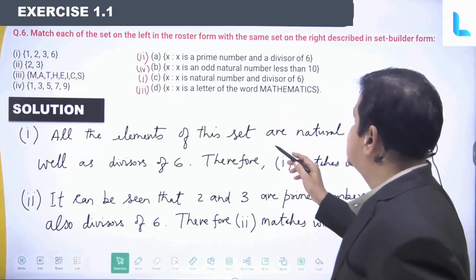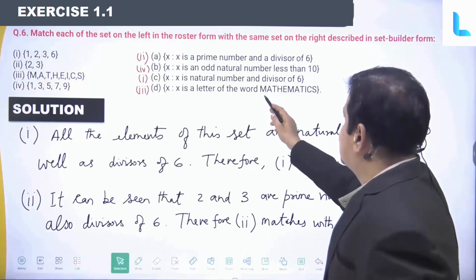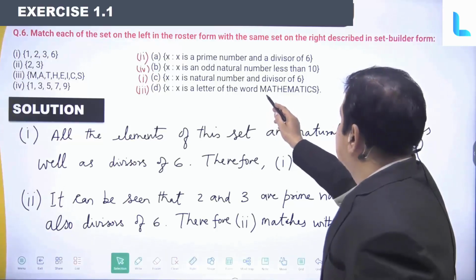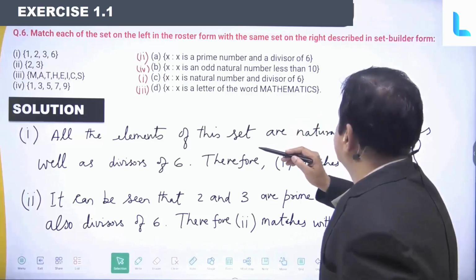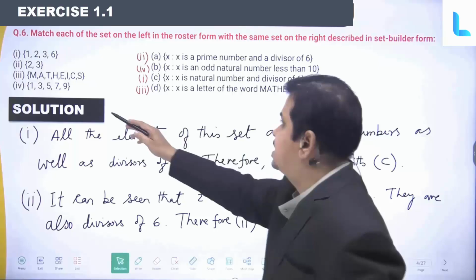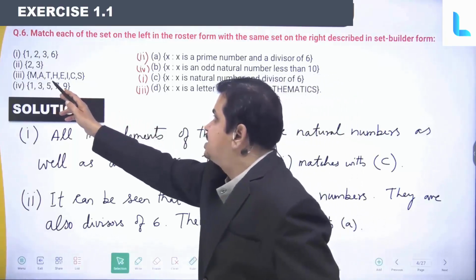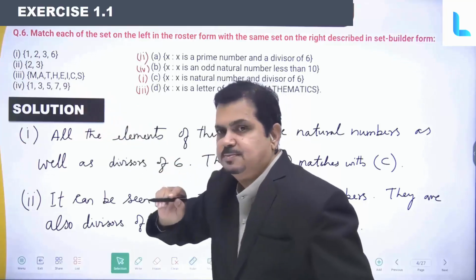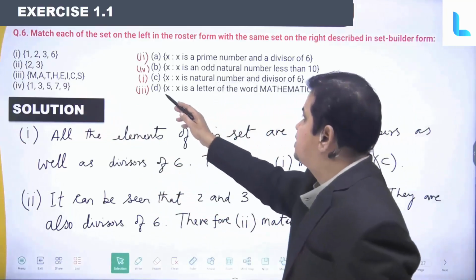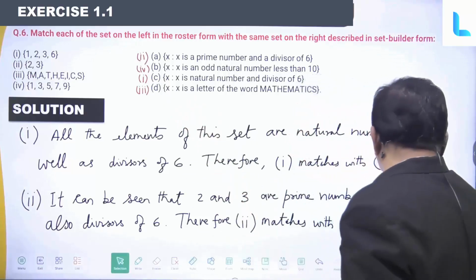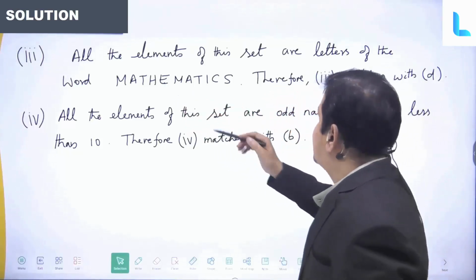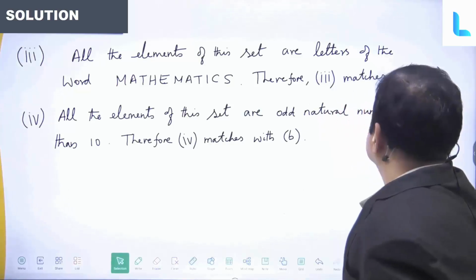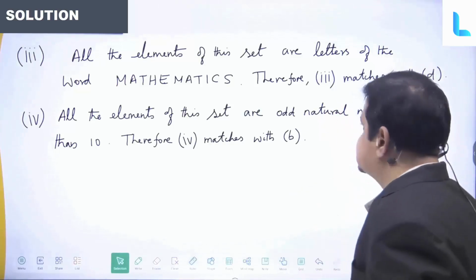So here you can see in the letters of the word mathematics, the letters M are repeated and also the letters A and the letter T are repeated, so that you can write the set in the roster form as M, A, T, H, E, I, C, S. So now this matches with item number 3 on the right hand side. So we can tell that all the elements of the set are letters of the word mathematics. Therefore 3 matches with D. So I hope it is clear.